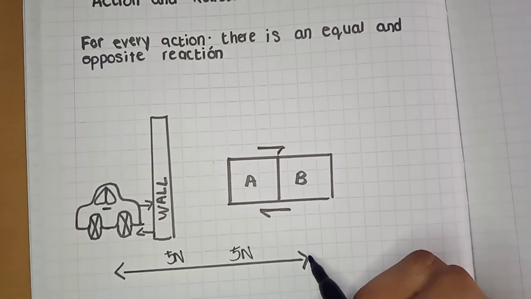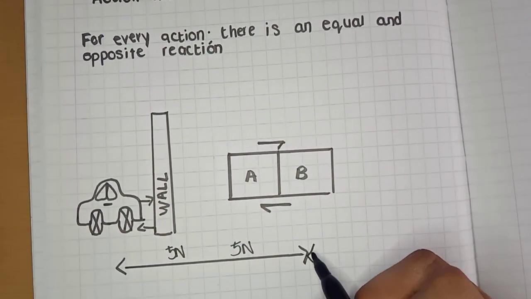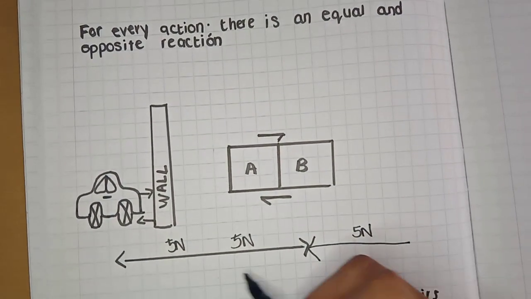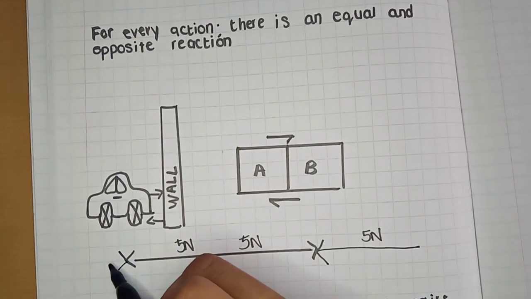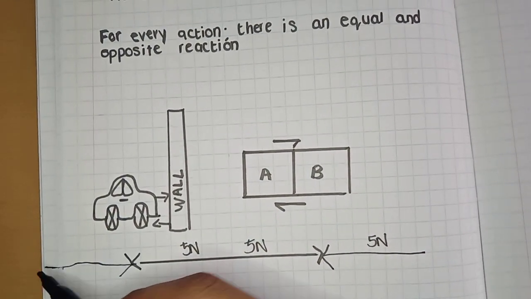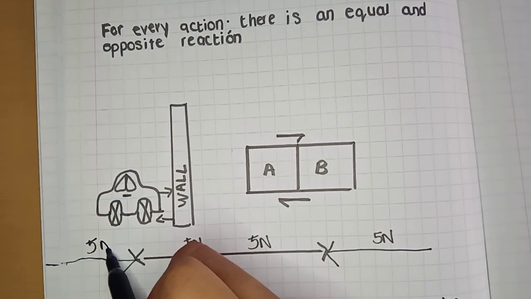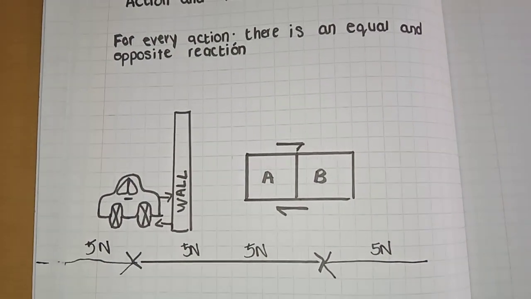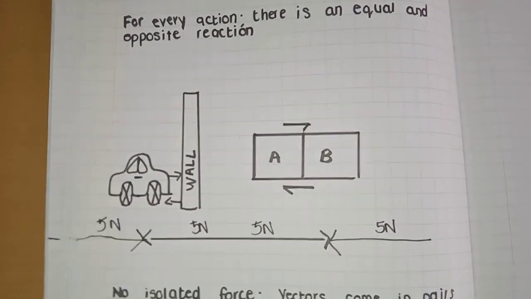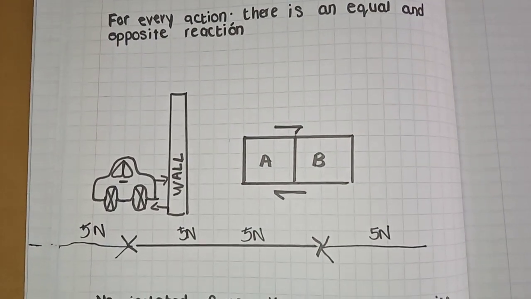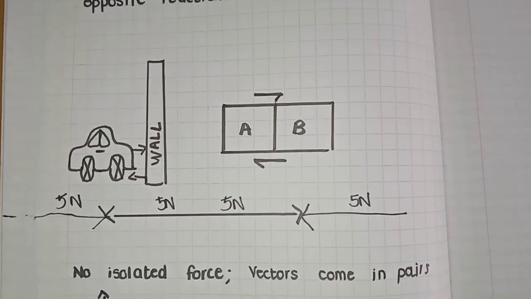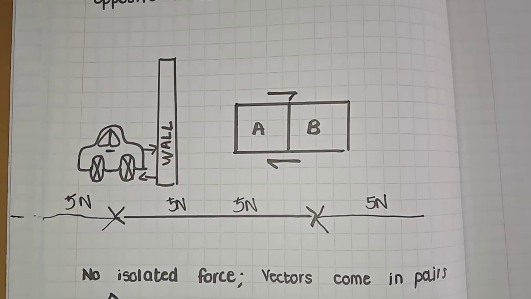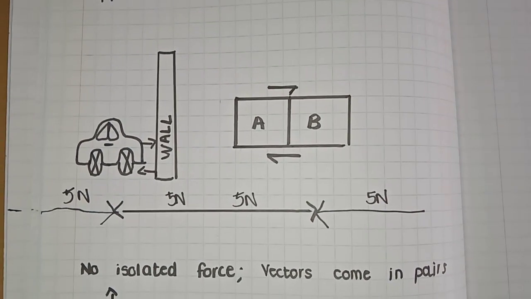So what that basically means, if this were to come into contact with another object, this would also be 5 newtons. Likewise, on this side, that is also 5 newtons. Now in this specific scenario, this is in relation to two objects acting together. So in this case, we would ignore any other forces that are present, because the vectors are coming in pairs and there's no isolated force whatsoever. It's just those two forces acting together and coming into contact with one another.